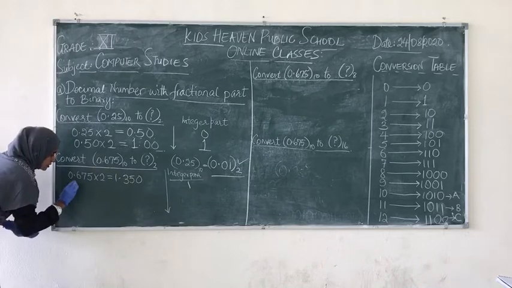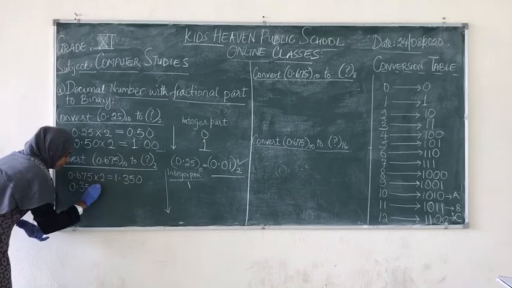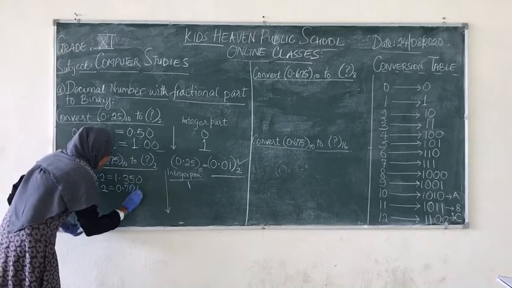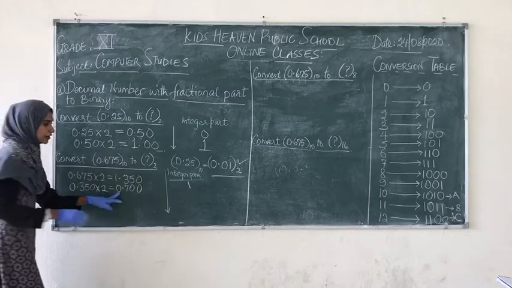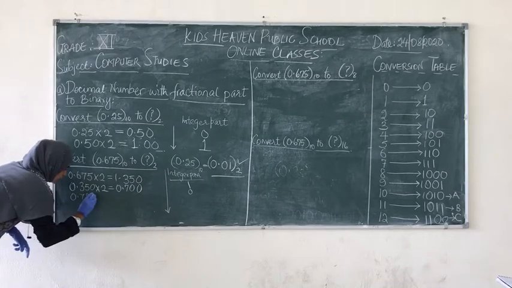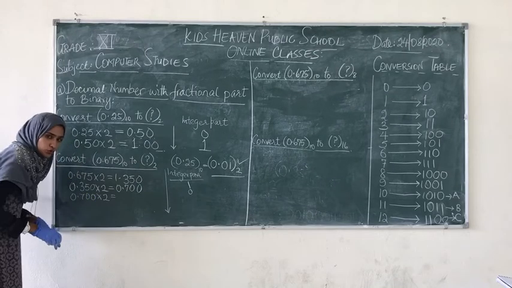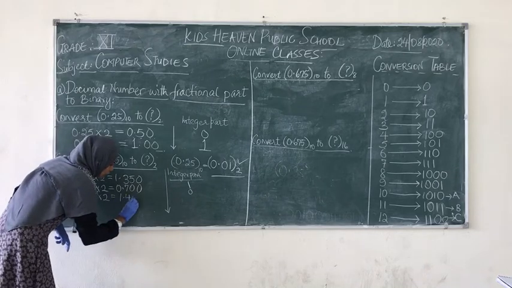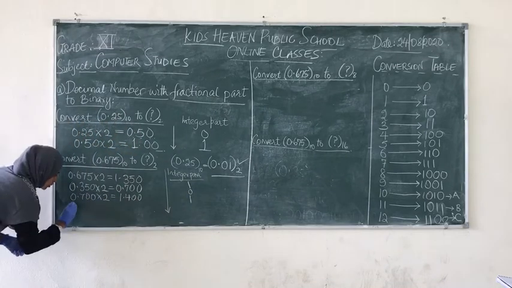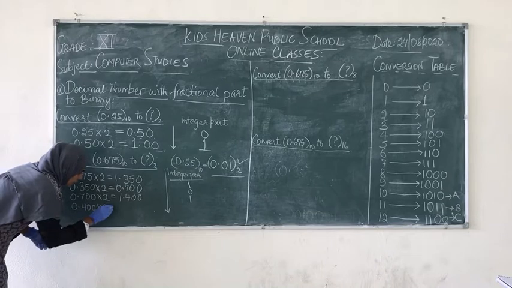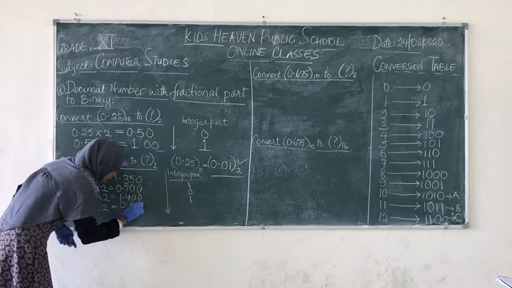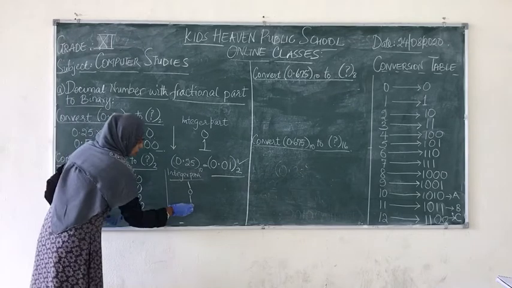Next, when we are going to multiply now, we are not going to pick this 1. We are going to write 0.350 multiplied by 2, which is equals to 0.700. Isn't it? Now the integer part here is a 0. Next we pick 0.700 multiplied by a 2, which is equals to 1.400. The integer part is 1. Next, 0.400 multiplied by 2. What is this going to be? 0.800. We have another integer part as 0.